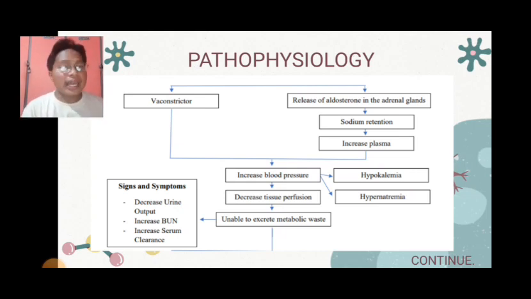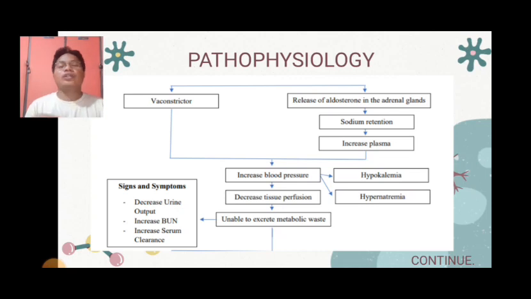This reduced urine production can occur due to several factors related to the impaired function of the kidneys: decreased filtration, damage to the glomeruli, and others. And of course, for the other one naman, increased blood urea nitrogen, which is the BUN, its level can be observed in renal failure and other conditions that affect kidney functions.